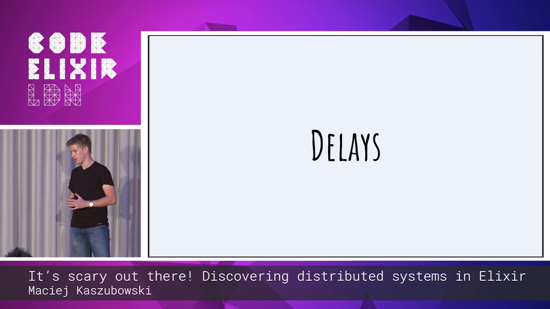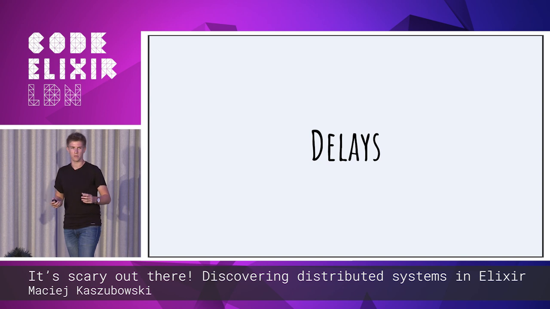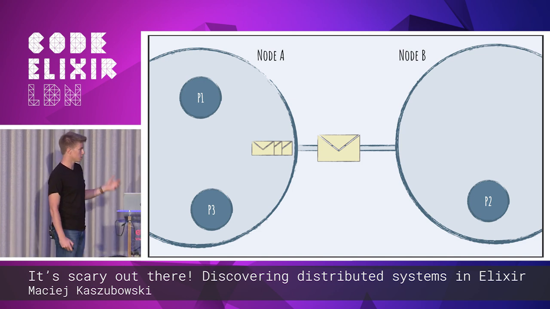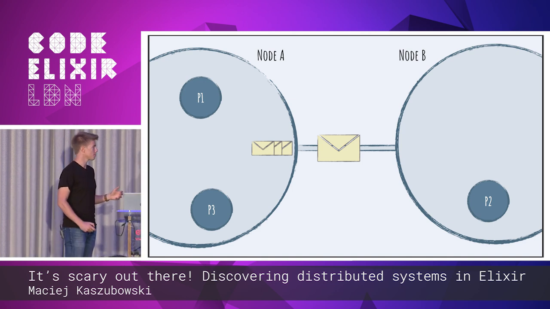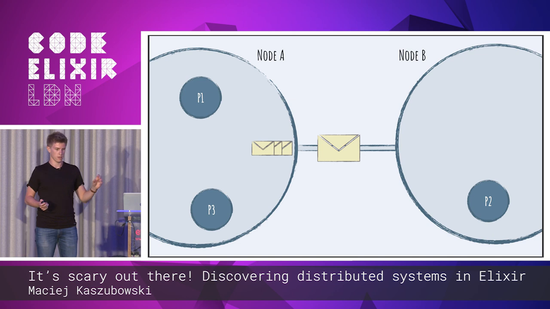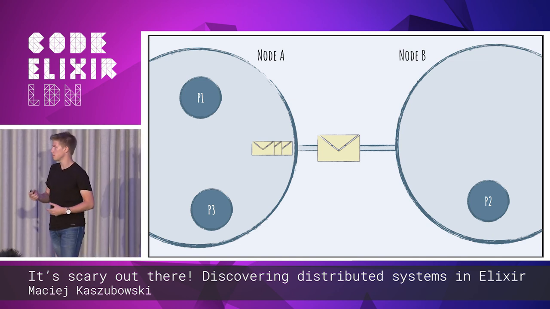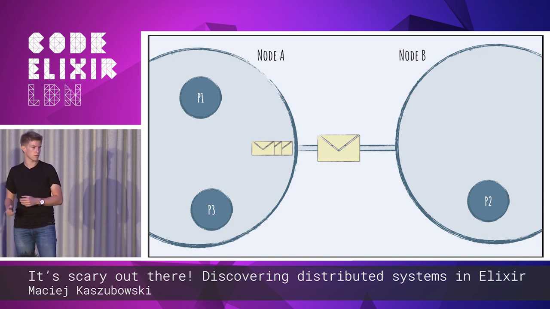And there's also the fact that there's only a single TCP connection between the nodes. So when you send a large message or when you send many messages between the nodes, all the messages that have been sent after the large message can be delayed until this large message goes through the network.